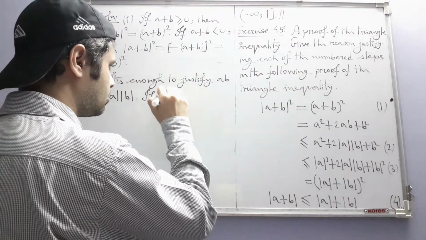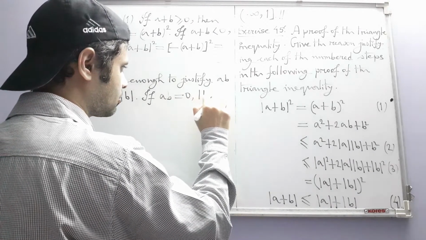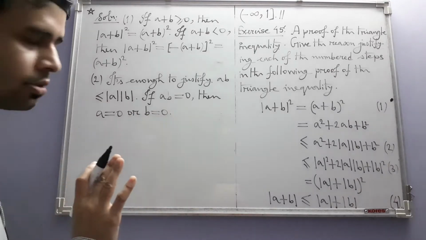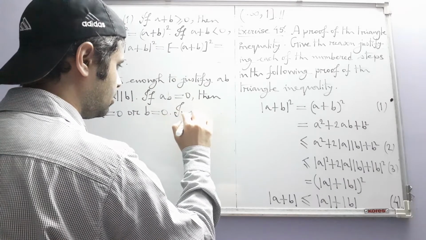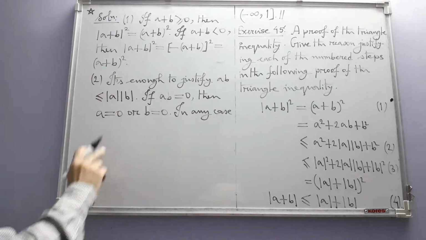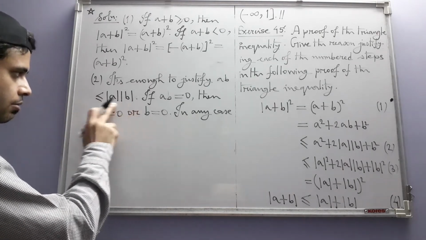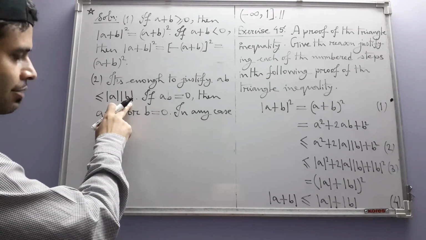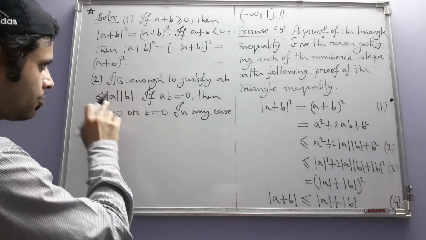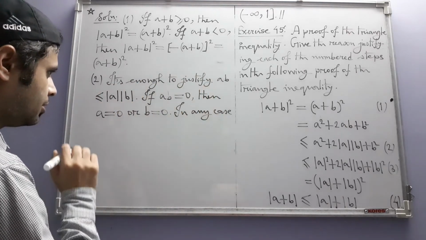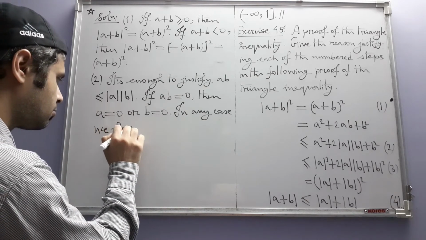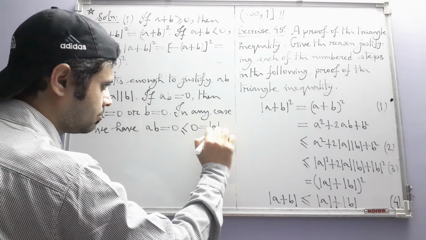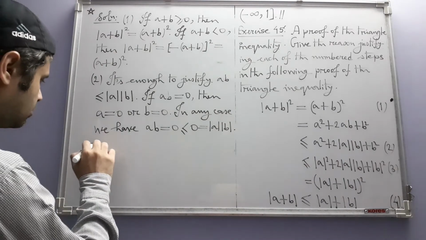If AB is equal to 0, then A is equal to 0 or B is equal to 0 or both. In any case, if A is 0, then this product is 0, because the left factor will be 0. If B is 0, then also the right factor is 0. So the product is 0. And if AB is 0, then the left hand side is 0. In any case, we have AB equal to 0. 0 is definitely less than or equal to 0, which is also equal to this.